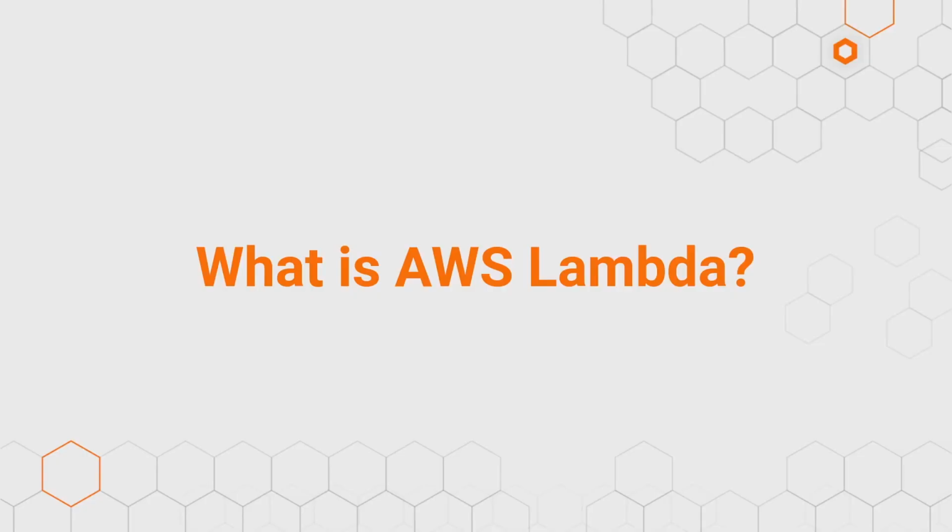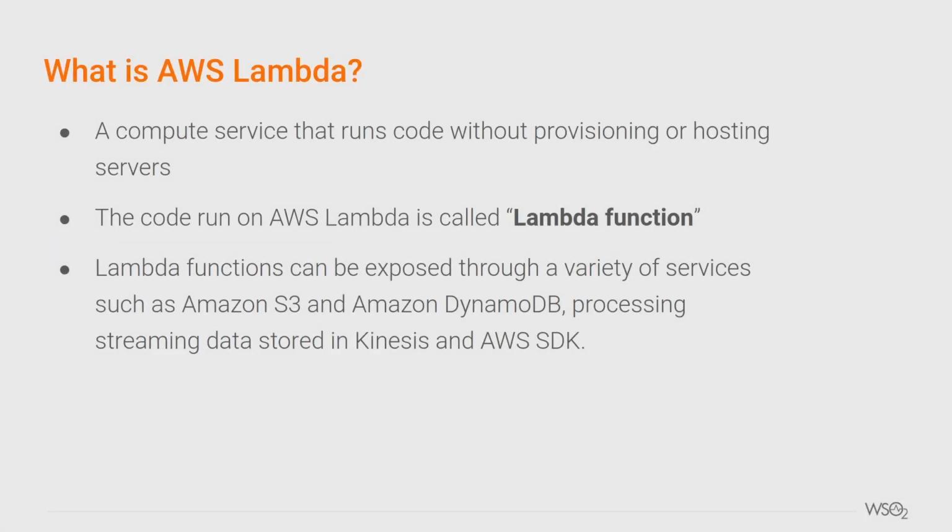What is AWS Lambda? AWS Lambda is a compute service that runs code without the provision or hosting of servers. The code that runs on AWS Lambda is basically called the Lambda function. Amazon exposes AWS Lambda functions through a variety of services such as Amazon S3, Amazon DynamoDB, Kinesis, and AWS SDK.